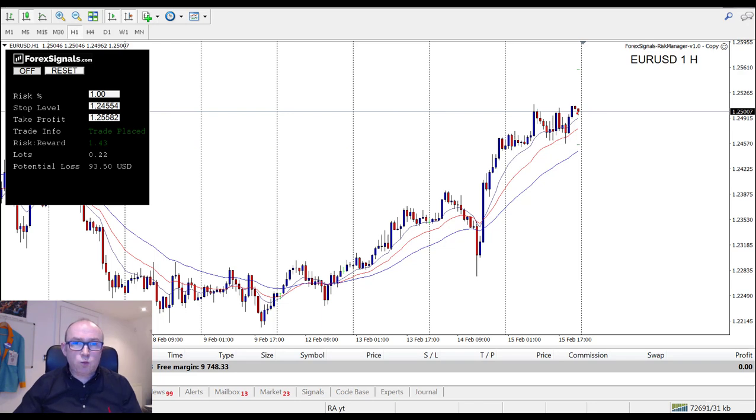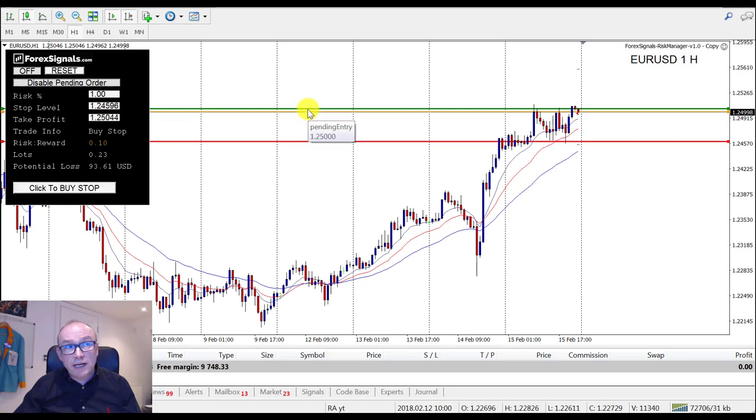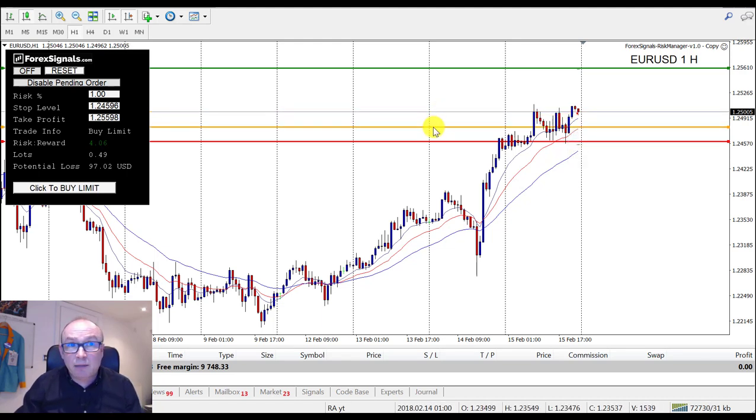Now, not only will it work for market orders, but it also works for pending orders as well. So to go for pending orders, you would click reset and then go for pending order. Now, when you click pending order, you'll see that there's an additional line. This is a yellow line. This is where you want to enter the market. Now, for example, current market price is 124.99. If I want to have a pending order below there, so I'm looking for the market to come back a little bit, if it comes back to this level, I will enter a trade at that level.